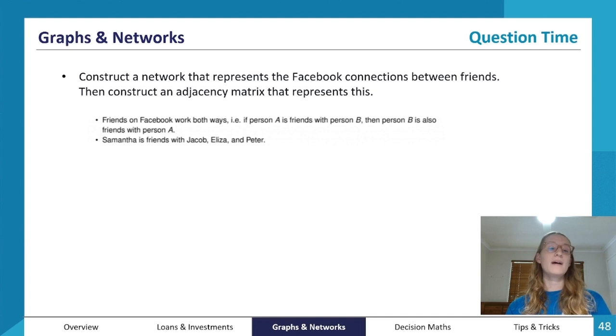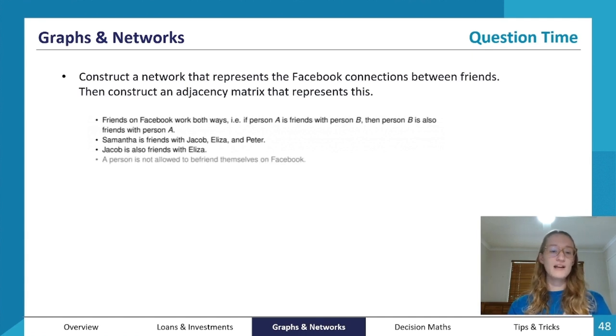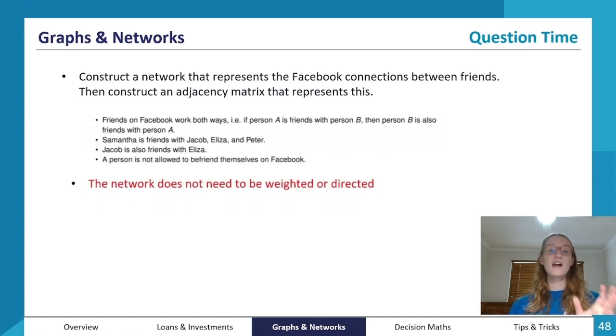So the people we're talking about are Samantha, Jacob, Eliza, and Peter, and we're modeling their connections on Facebook. Jacob is also friends with Eliza. We have Samantha is friends with Jacob, Eliza, and Peter. And a person can't befriend themselves on Facebook, so that tells us that we can't have any loops. And the network, like I said, doesn't need to be directed because the connections go both ways, and it doesn't need to be weighted because there's no weight associated with it. A connection represents just the presence or absence of a friendship on Facebook.